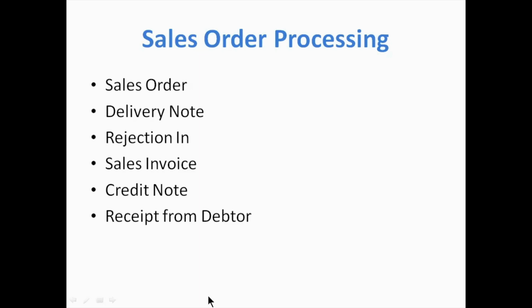That is rejection in, the voucher that we create. We provide a sales invoice for the goods sold. Then we create a credit note if the goods are returned after invoice. And then we receive the money from the debtor. So this is the sales order processing, and one by one we will go through all the vouchers in Tally.